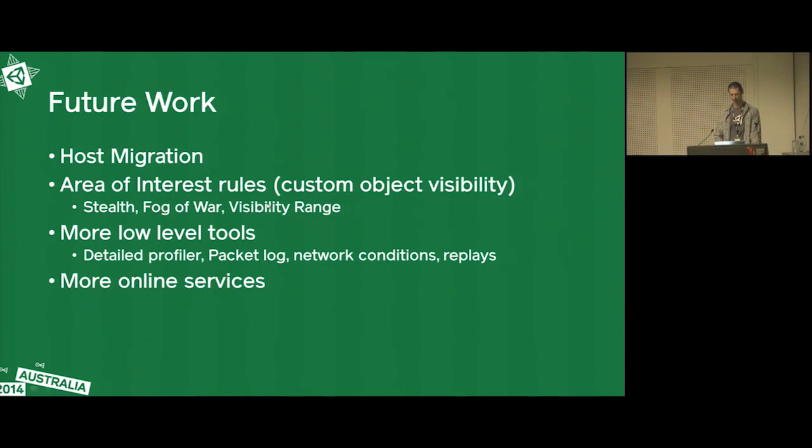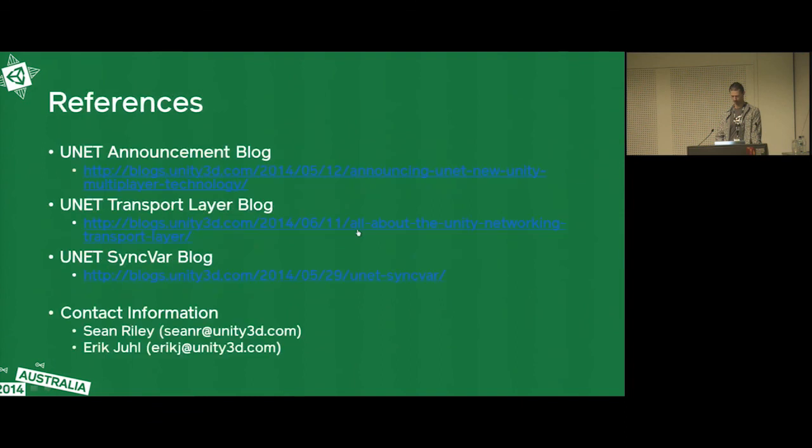We're looking at what we call an area of interest system to support different visibility sets of different clients, so that handles sort of like all the object visibility use cases like fog of war and stealth and visibility ranges. We have a bunch of low-level tools, integration with the Unity profiler, packet logging, simulating different network conditions and doing replays, and more online services.